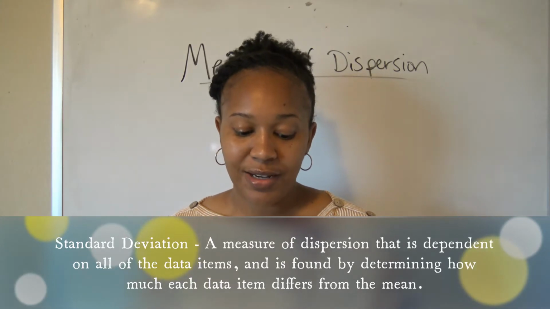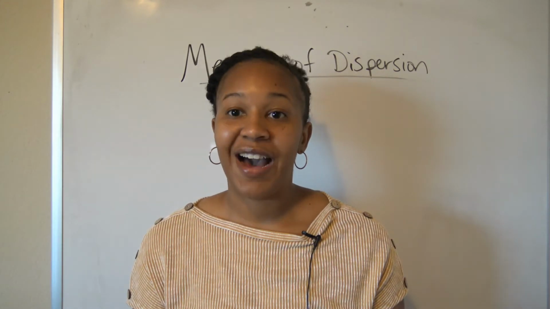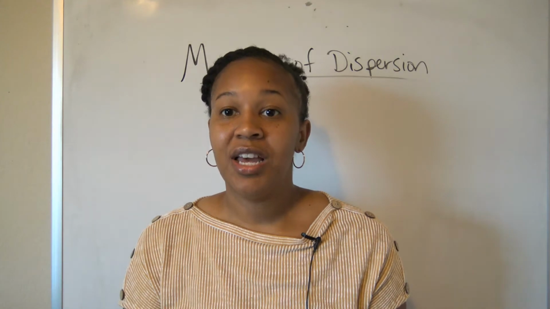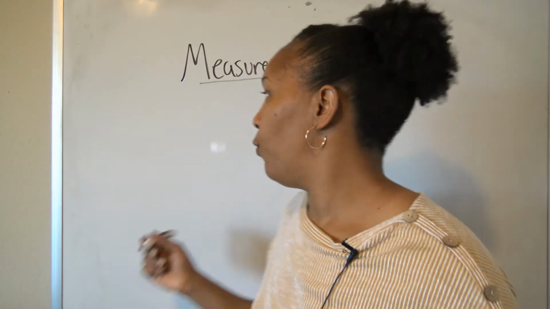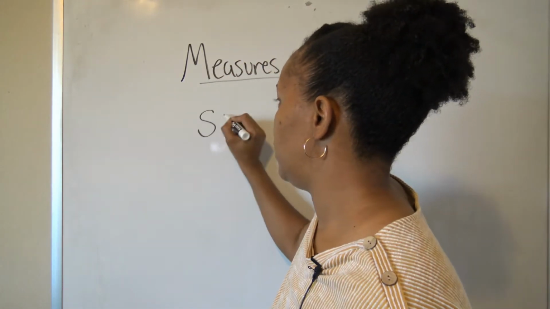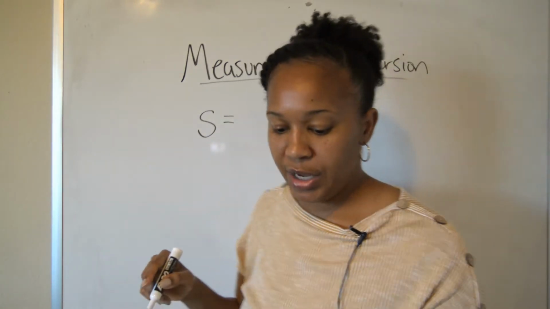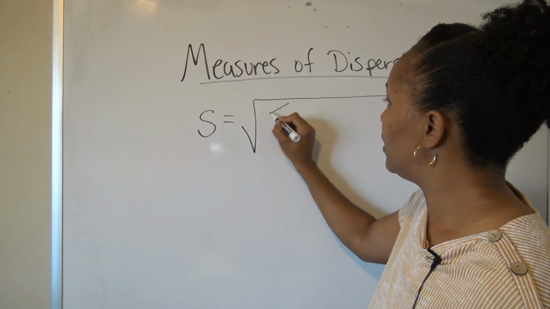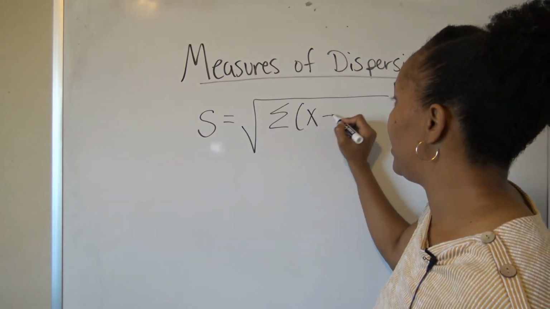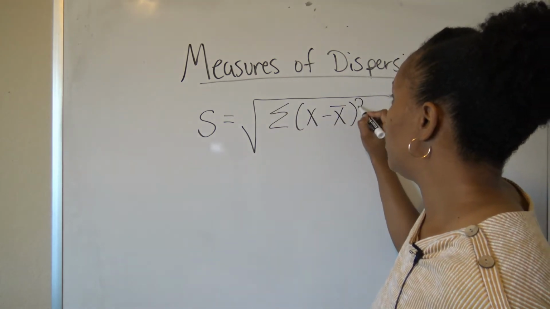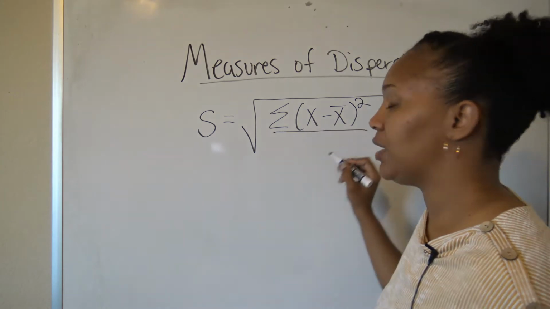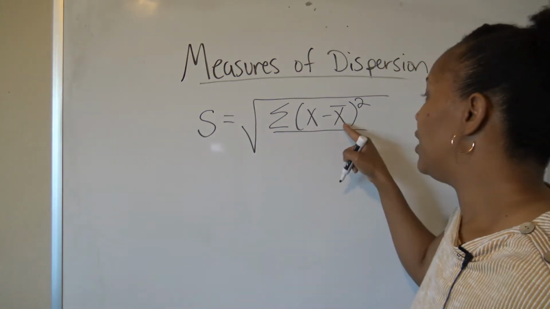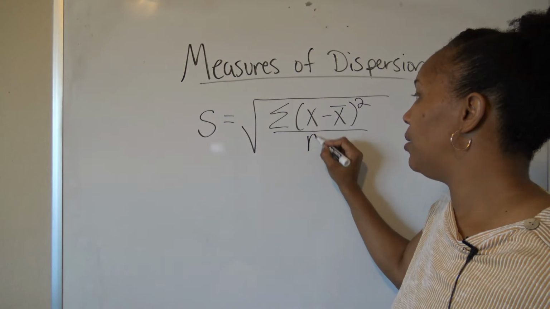There are a lot of steps to finding the standard deviation. But first of all, let me show you the formula for the standard deviation. I'm going to use S to represent standard deviation, and it's equal to the square root of the sum of x minus x bar. If you watched the previous video where we talked about calculating the mean, the x with the line on top is the mean.